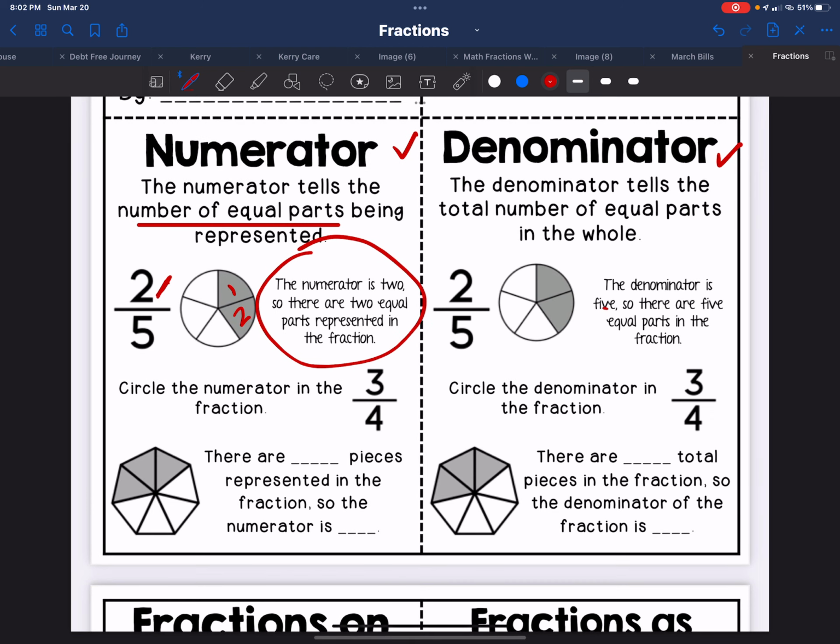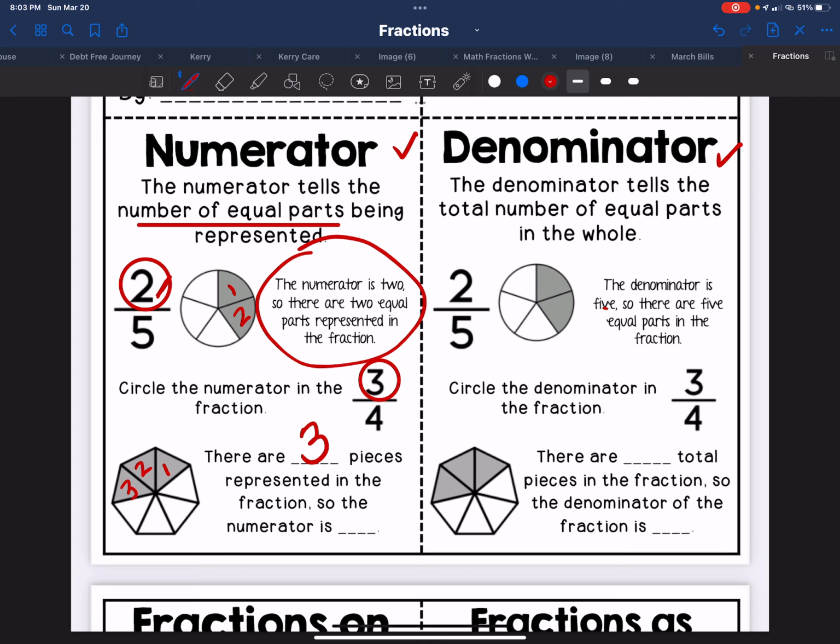Now, circle the numerator in the fraction. Here we got 3, that's the numerator. Here we got 2, that's the numerator. There are blank pieces represented in the fraction, so the numerator is 3. So 1, 2, 3. 3 of those are shaded.